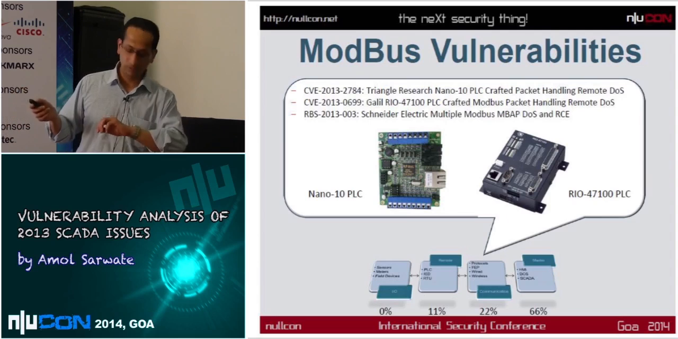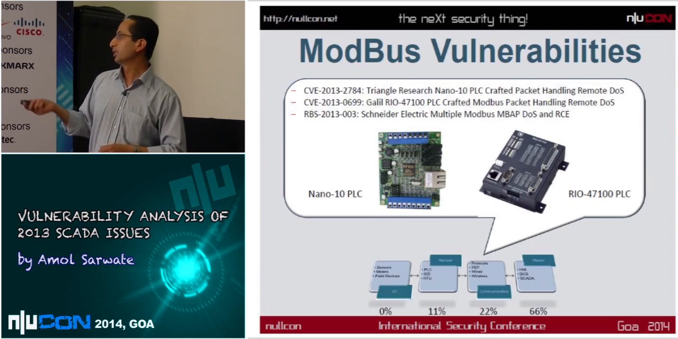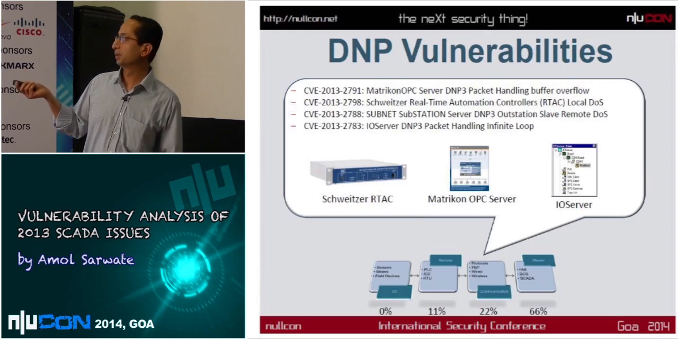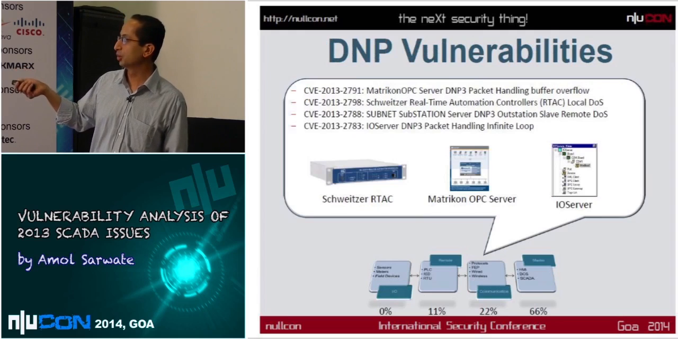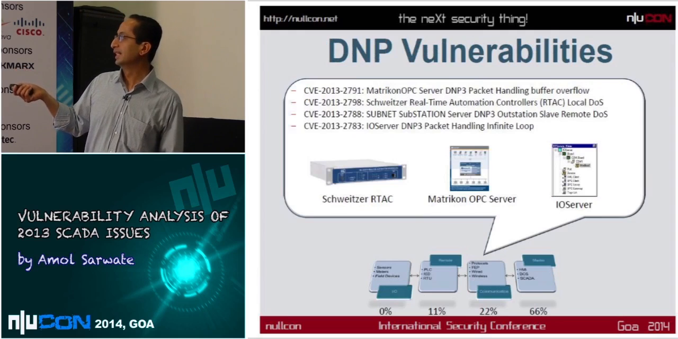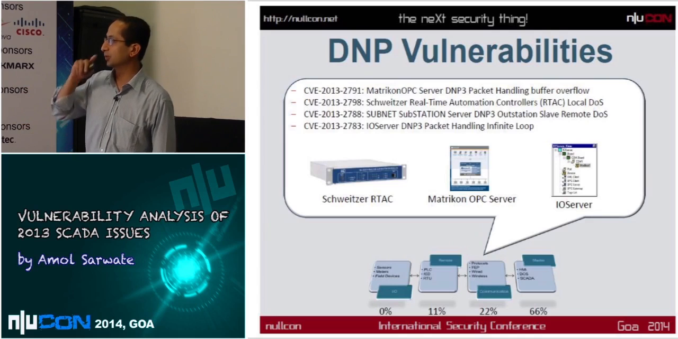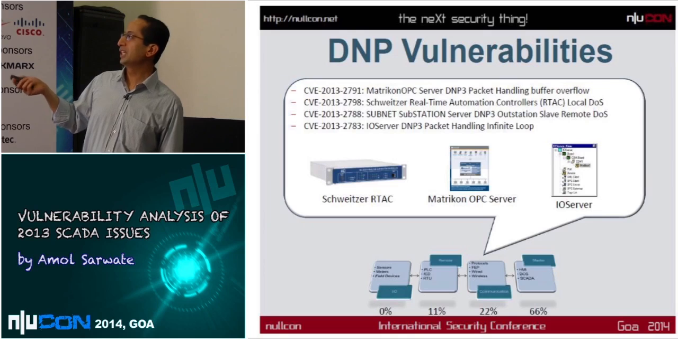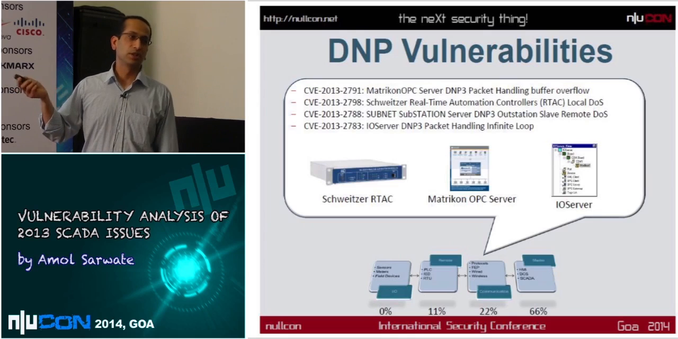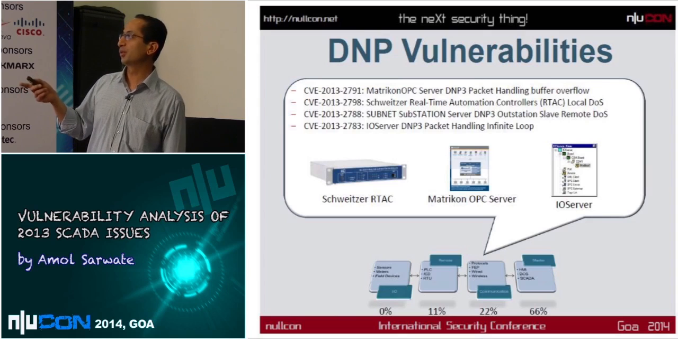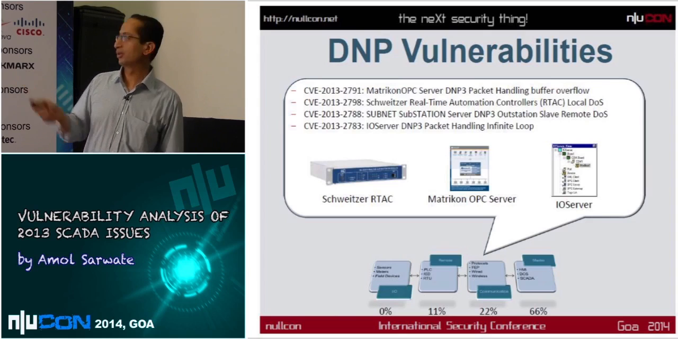I'm going to quickly run through this because we are running out of time. So this is an example of a Modbus vulnerability again, where a denial of service vulnerability in Triangle Research Nano, in Schneider Electric, in Galil. And again, this is just a small snapshot of the vast amount of vulnerabilities that we found in the last year or so. Some examples of DNP3 vulnerabilities. The presentation is online or on the CD, so you can look up these CVEs if you're interested in studying what the vulnerabilities were about, but I'm going to breeze through them right now.